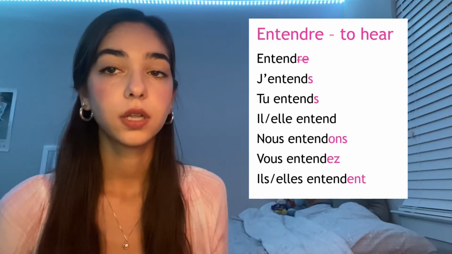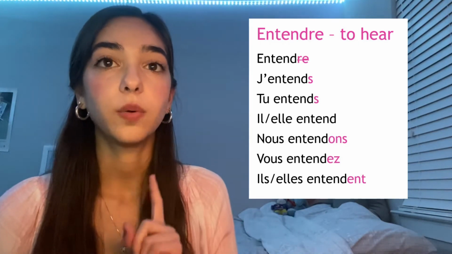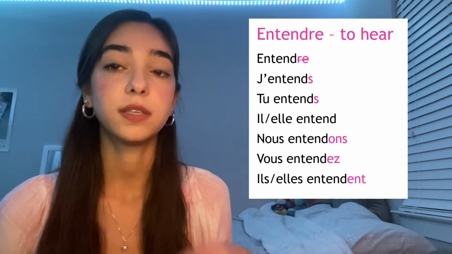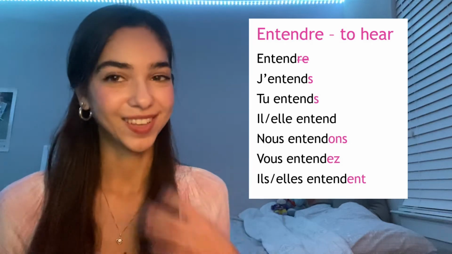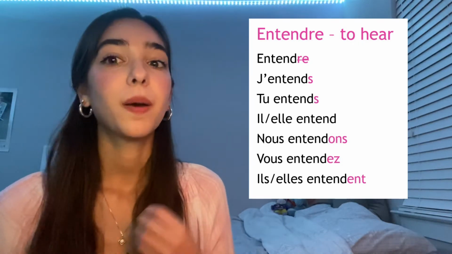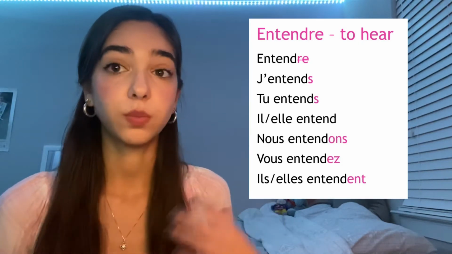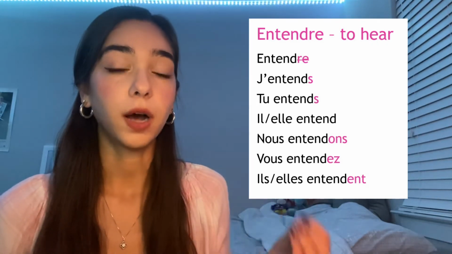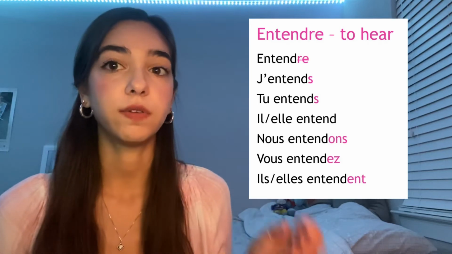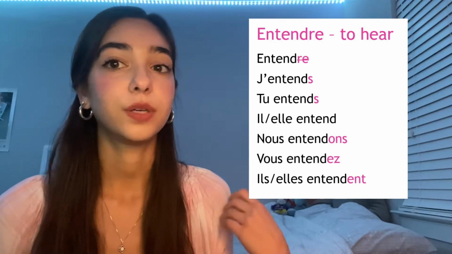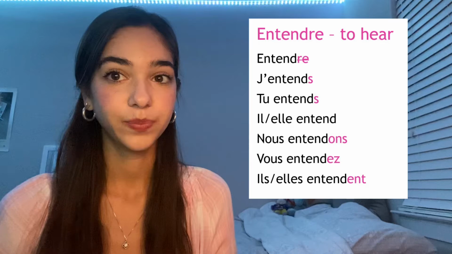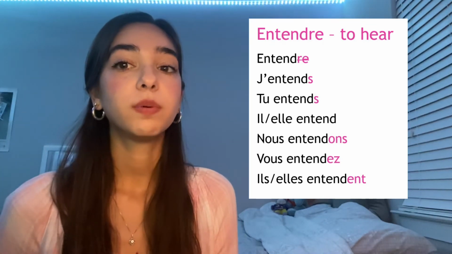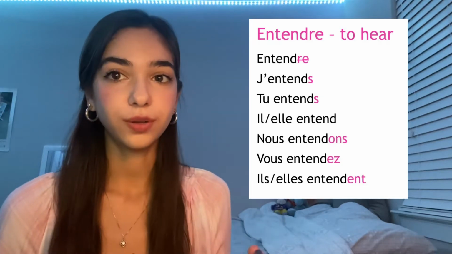J'entends. And can you tell me why it's J apostrophe and then the verb instead of je entends? I'll tell you why, because I can't hear you, but I'm hoping you have the right answer. It's because when the verb starts with a vowel, we just do J apostrophe because it would be too redundant if it's je entends. So we do j'entends, okay? We would do the same thing if it was attendre, to wait. We would say j'attends.